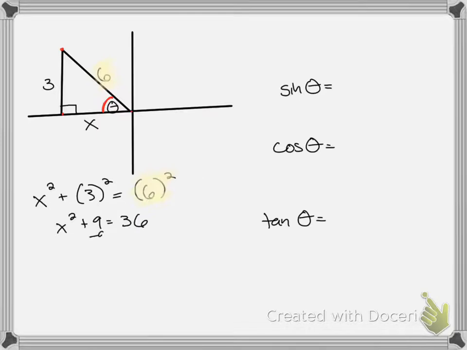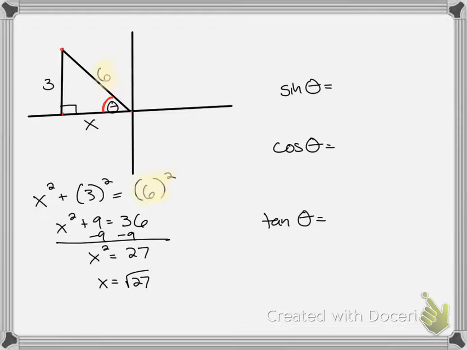So it should show minus 9. So now we have to do a little bit of subtracting to get x squared. And then square root both sides, x equals root 27. The answer to the Pythagorean theorem will always come out to be a positive number. You need to look at what direction you went on the axis to get to your point.